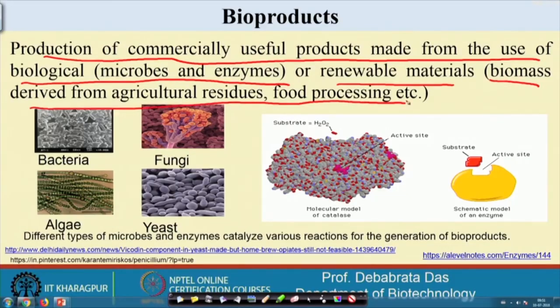So, this we consider as the bioproducts. Either they are produced with the help of microbes or enzymes, or from renewable materials like biomass derived from agricultural residue and food processing.